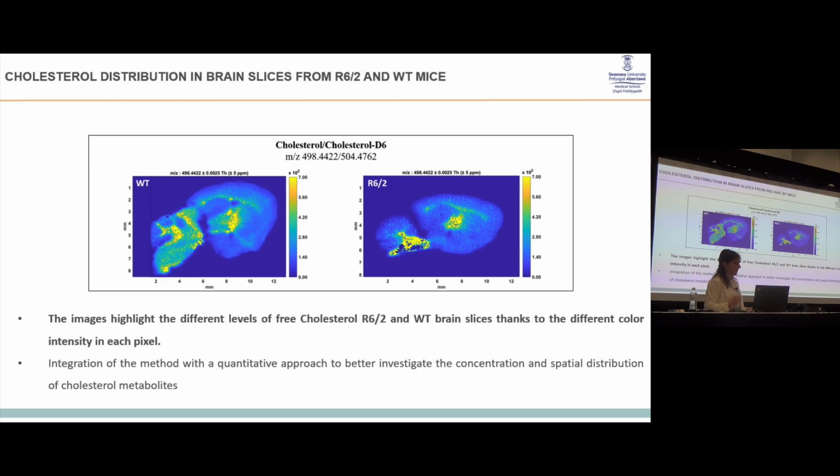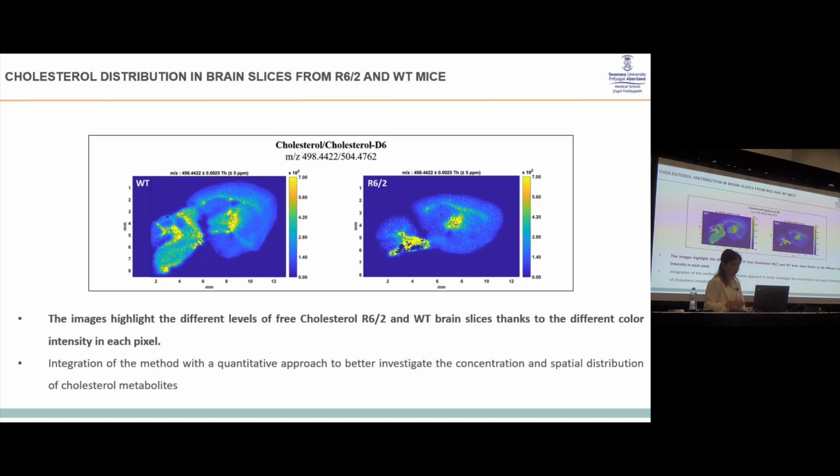On the left side we have the wild type brain slice, and on the right side, we have the slice from R6/2 mice. We can appreciate a reduction in free fraction of cholesterol, but to better understand this difference, we decided to have a quantitative approach.